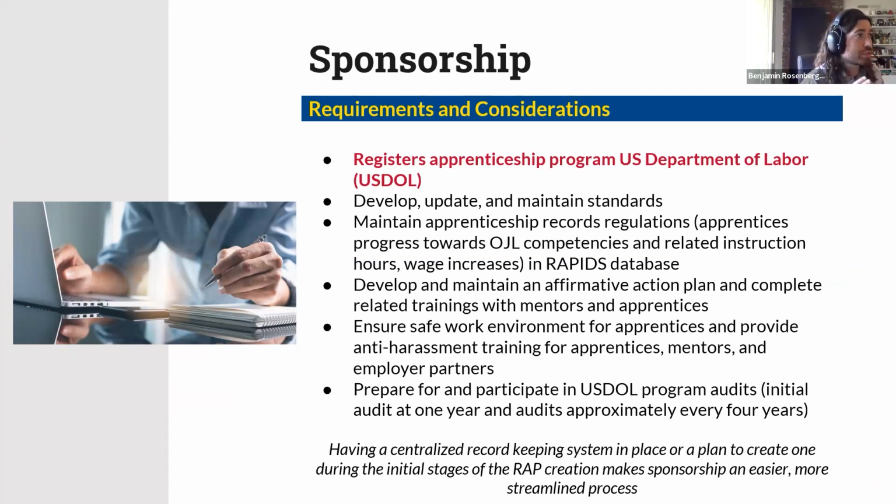First and foremost, the sponsor registers the apprenticeship program with either the U.S. Department of Labor, or if you're in a state apprenticeship agency state, which Colorado is, they will register the program with the state apprenticeship agency. They will then in turn develop, update, and maintain the standards of the apprenticeship program. They're also going to maintain the records that show that the apprentices are moving forward with the apprenticeship program.